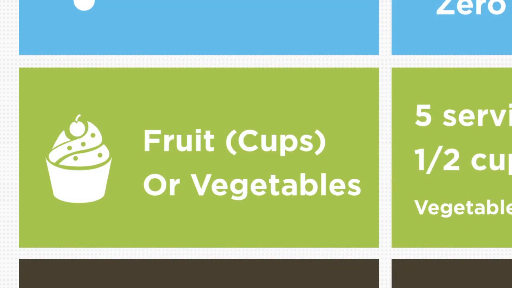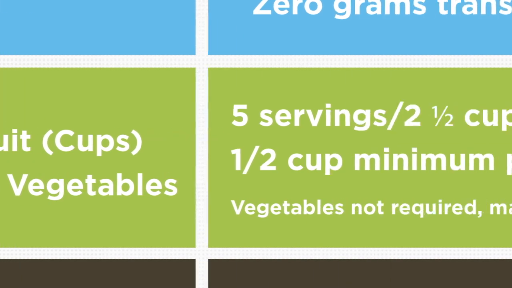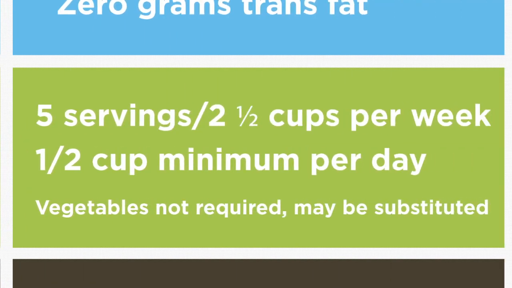The breakfast meal pattern for K through 5 requires 5 fruit servings per week with a minimum of 1/2 cup per day. Vegetables are not required for breakfast in grades K through 5, although they may be substituted for fruits.